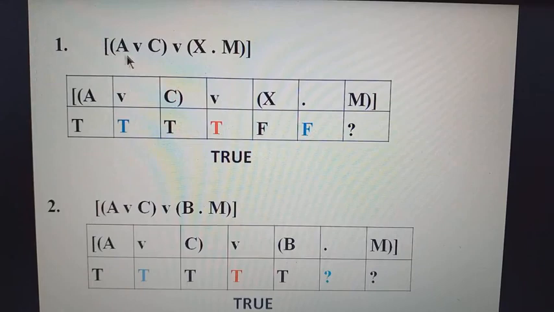Begin with this. We have A wedge C in parentheses, wedge X dot M in another parenthesis. They've been joined together. This whole parenthesis is connected with this parenthesis with this wedge, a disjunction. So we are told that A is true, so A is true. C is true, therefore C is true. X is false, so X is false. M is unknown.